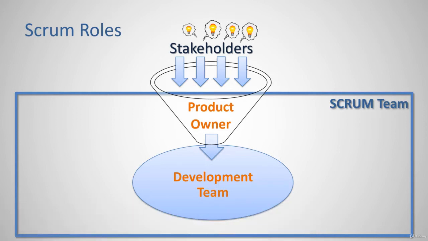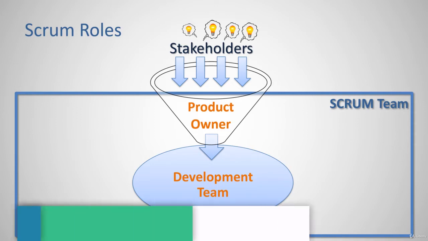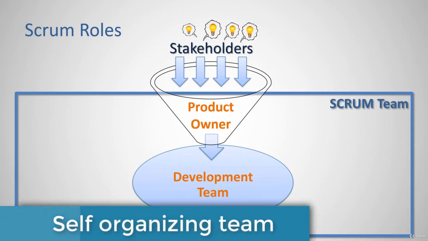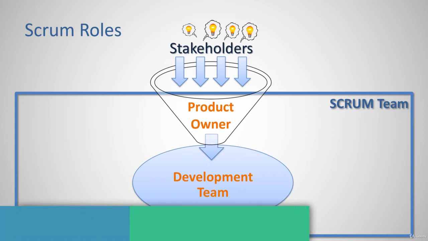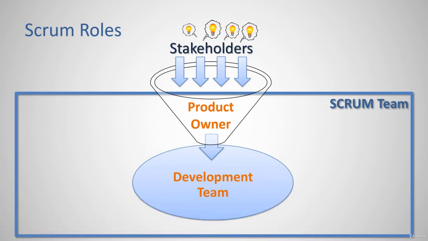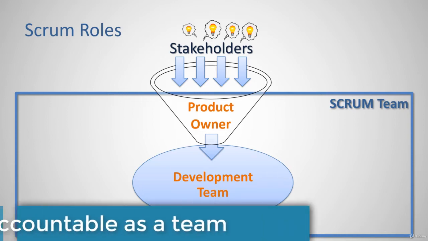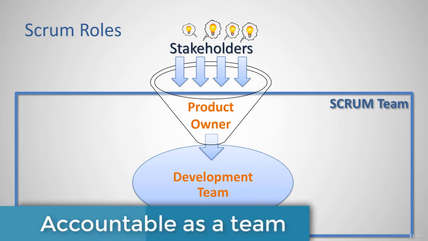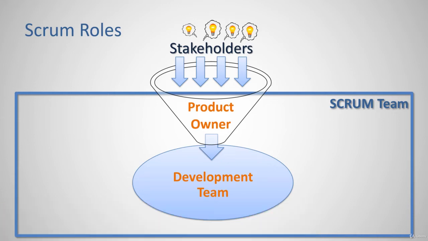No one tells them how to build it. They are a self-organizing team that decides how to build the product and choose the process and tools that they want to use. No one controls them or manages them. They manage their progress themselves. Once they commit to a goal, they are accountable as a team.